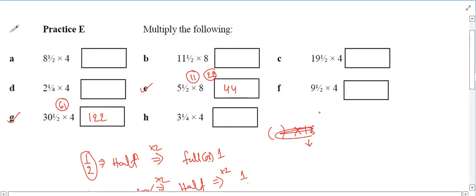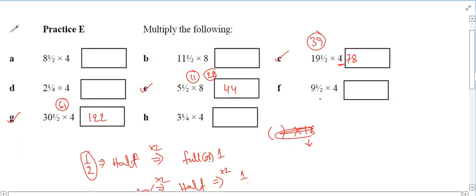Bhargav, your question is C. Multiplication by 4 means 2 times doubling. Explain. Sir, 19 into 2 is 38, sir. And 19 and a half into 2 is 39, sir. Together 39. Then 39 into 2 is 78. 78, correct.